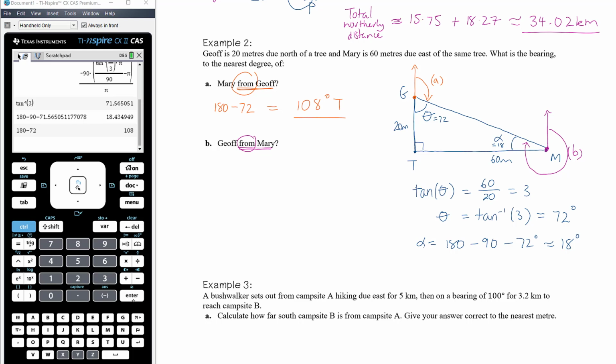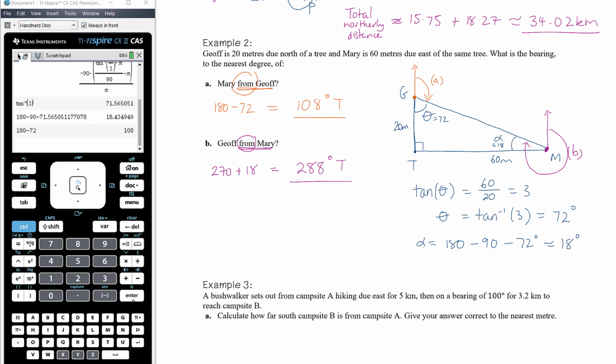Okay. The purple angle, the answer to part B, the bearing of Jeff from Mary is going to be found by doing 270 degrees all the way around to that horizontal line and then adding on that extra 18 degrees. So this one will be 270 plus that 18 degrees, and so that is 288 degrees true.